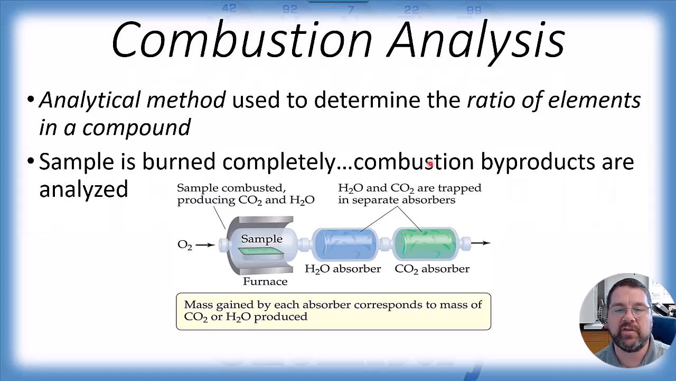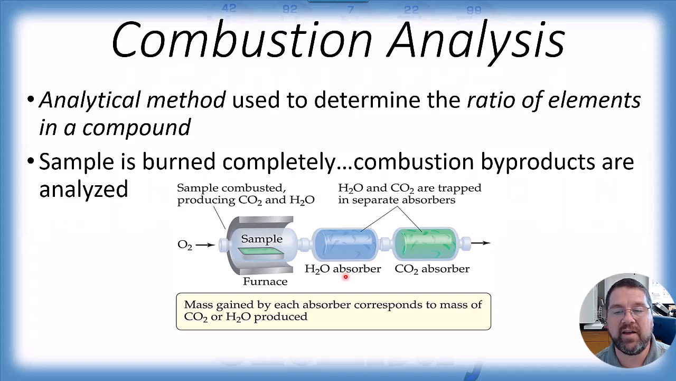So what happens, and you can follow in the schematic here, is you have your sample in a furnace, it's combusted, and those products are carried through the analyzer by a stream of oxygen, usually some carrier gas. As it passes through the different chambers, each chamber contains a material that will absorb either water or carbon dioxide. You know the mass of those materials before the combustion takes place, and they absorb the byproducts, and then you measure them afterwards.